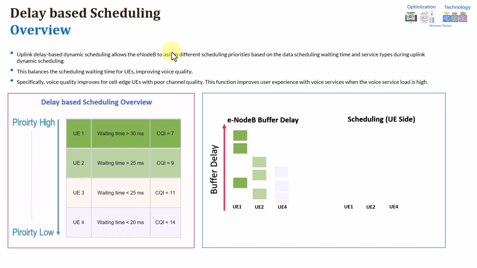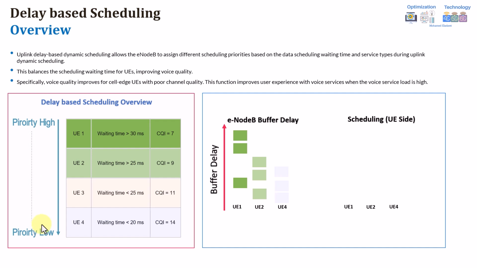So how does this feature actually work? This feature works based on the buffer delay, or you can say that the eNodeB will look at the users it has in its buffer. If it finds some users with a high waiting time, for example, a buffer delay that is very high based on some value, which might depend on the vendor itself. For example, assuming UE1 has a waiting time of more than 30 milliseconds and UE2 has 25 milliseconds, this will be the priority of the scheduling.